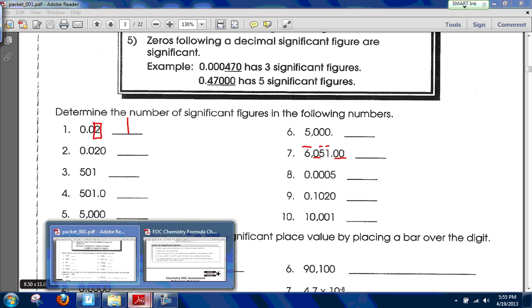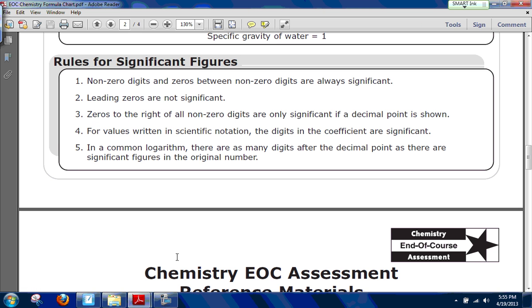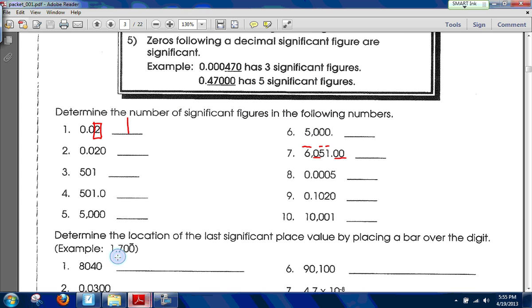And I like the rules on the formula chart because I think they're a little bit more concise. But it says non-zero digits and zeros between non-zero digits are always significant. So the non-zeros, that's the ones that we already highlighted on the top. And zeros between non-zeros are the ones that we're looking at now. So that means this 0 right here is also significant.